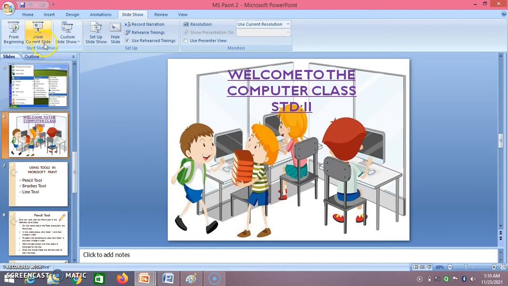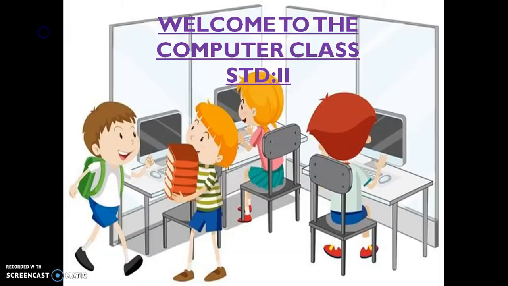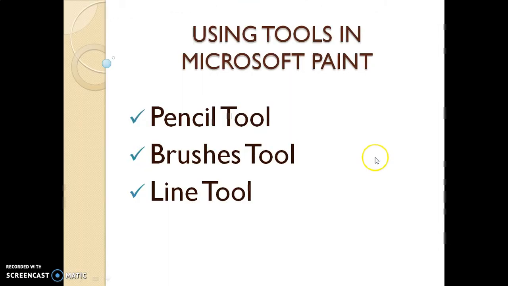Okay, let us move on further to what we have left. We were dealing with Microsoft Paint. Today we are going to see how to use different tools in Microsoft Paint. There are three different tools that we have: the pencil tool, the brushes tool, and the line tool.